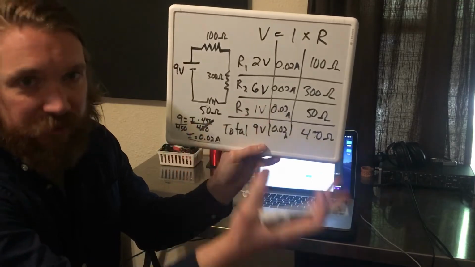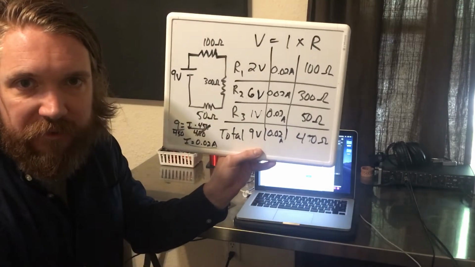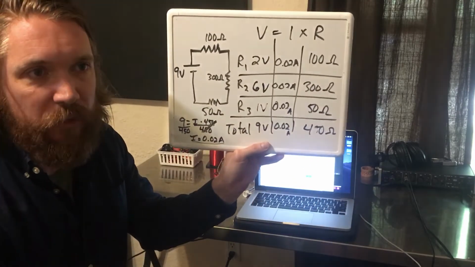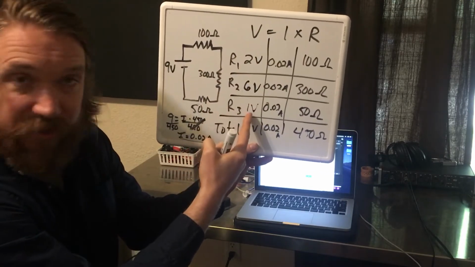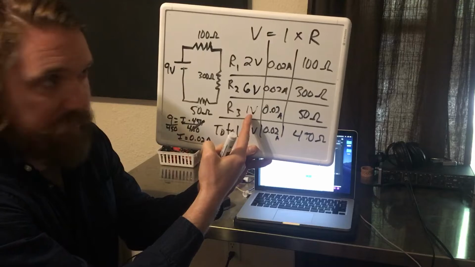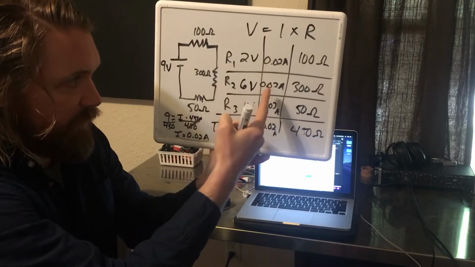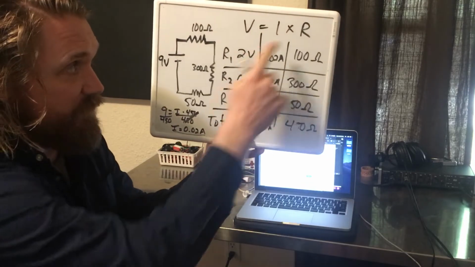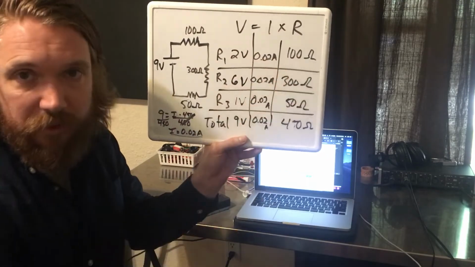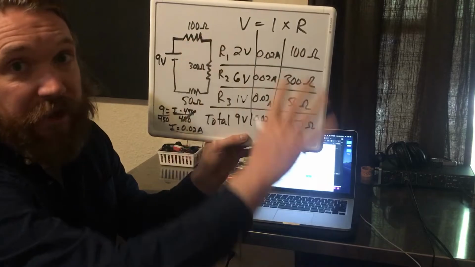Now we know absolutely everything that you would ever need to know about this circuit. What is the voltage at the third resistor? Well, voltage, third resistor, is 1. What's the current at the second resistor? Second resistor, current, is 0.02. What's the resistance at the first resistor? Resistance, first resistor, is 100. So you can answer whatever question.